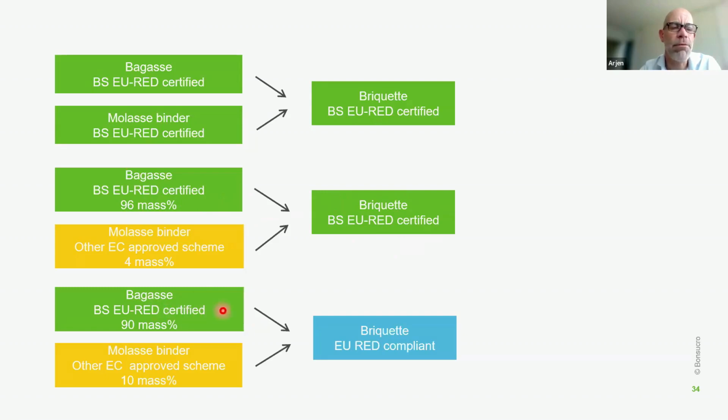In the third example here, this is different. You see that the bagasse is 90% of the input and the molasses binder 10 mass percent of the input, meaning that overall only 90% of the input to the process is Bonsucro EU-RED certified. Well, the other 10% still is certified against an EU-approved certification scheme. So the 100% overall is certified against an EC-approved certification scheme, which means that the output, the briquette, can carry the claim EU-RED compliant, but it cannot carry the claim Bonsucro EU-RED certified.